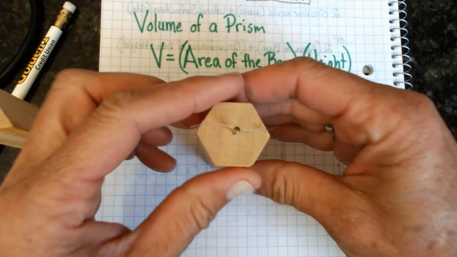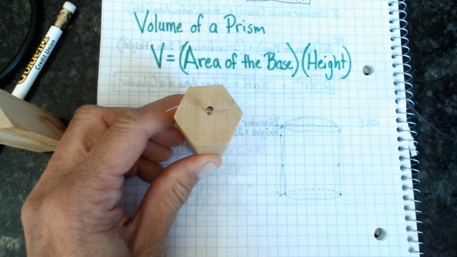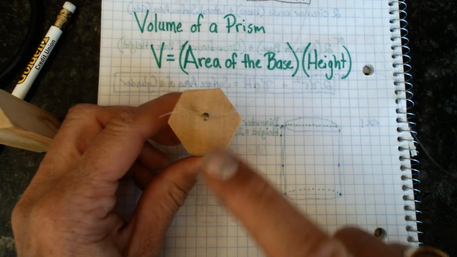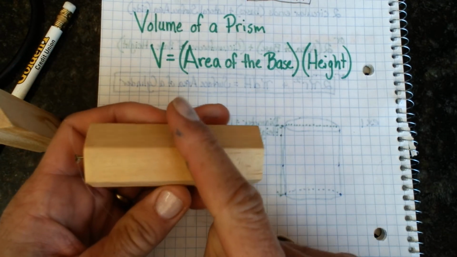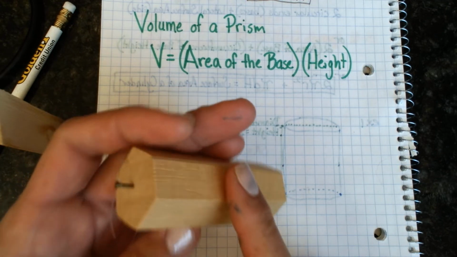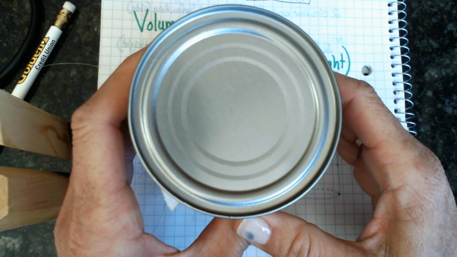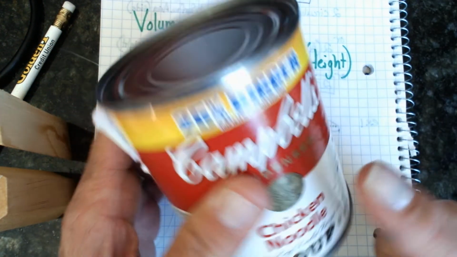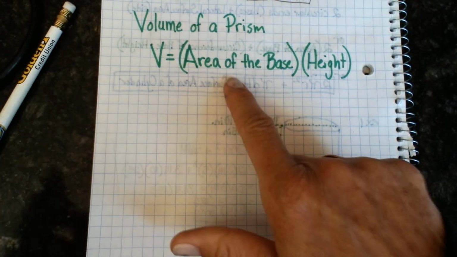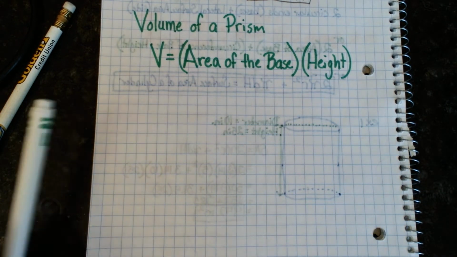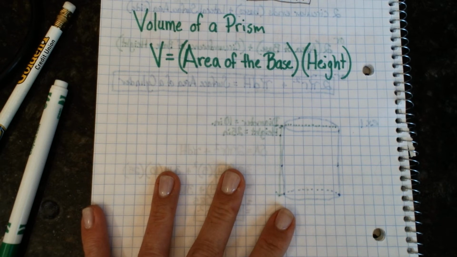Here's another prism. This one has 1, 2, 3, 4, 5, 6 sides, so it's a hexagonal prism. The top is a hexagon, the bottom is a hexagon, and then we have our 6 lateral sides, which are all rectangles. A cylinder is really a type of prism because we have circles on the top and the bottom, then we have our lateral surface area. So we are going to use this formula right here to find the volume of the cylinders in both examples 1 and 2.